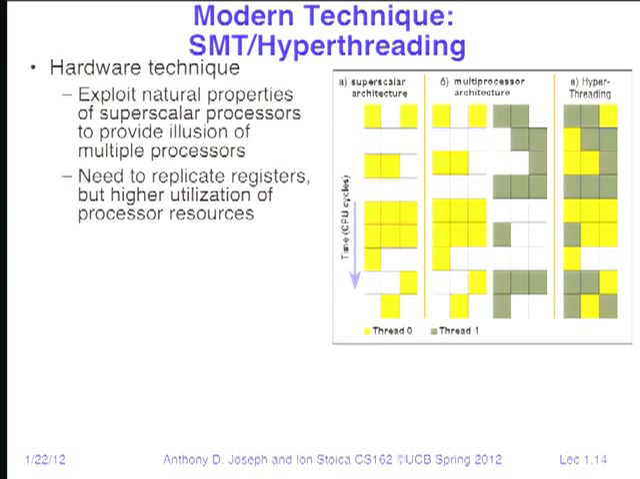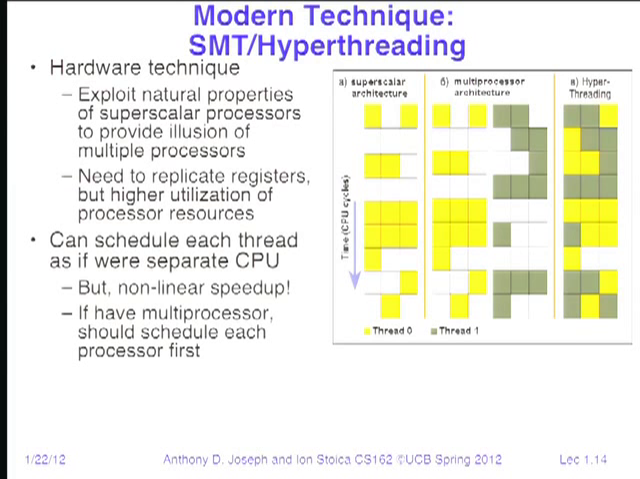Okay? And by doing that, I can now schedule each thread as if it were running on a separate CPU, and the hardware is going to take care of actually implementing that. Right? So it looks like I have two processors from a software standpoint, but in reality, I just have one processor that's hyper-threaded.